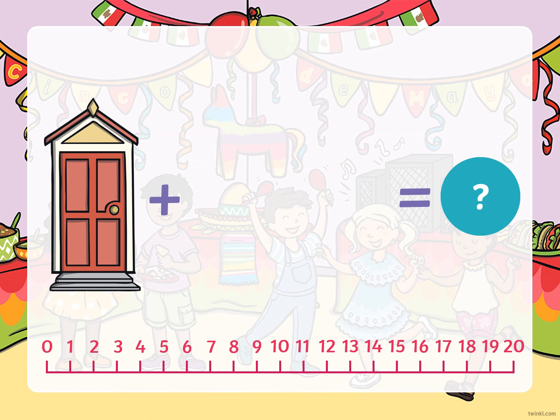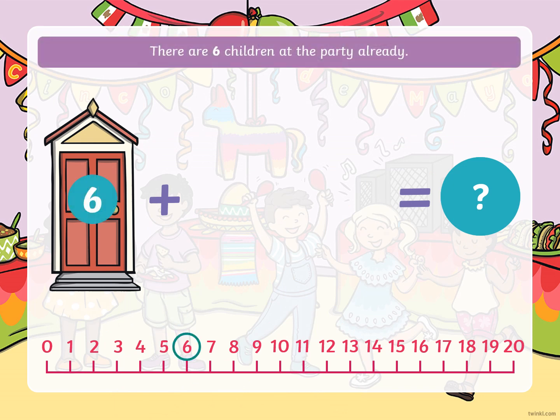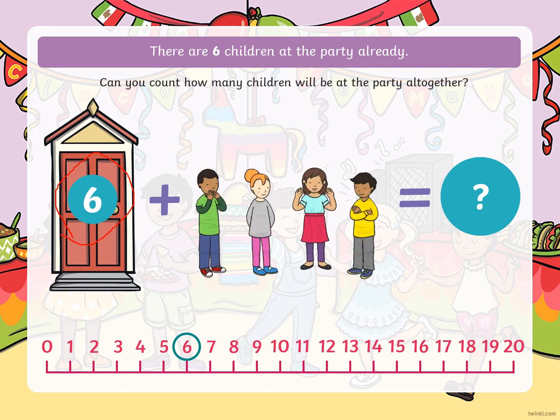We will be counting on again. For this one, there are already 6 children at the party. We're not going to put the picture of the kids already. Just remember that the first number is 6. And then 4 more children arrived at the party after the 6 children. So if we're going to count on, we will start with 6. What's the number after 6?